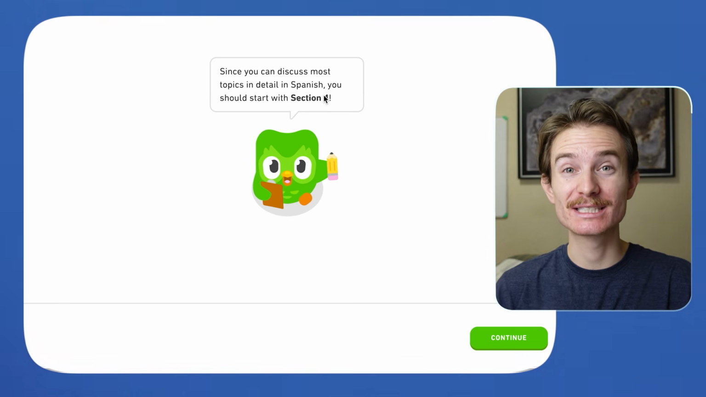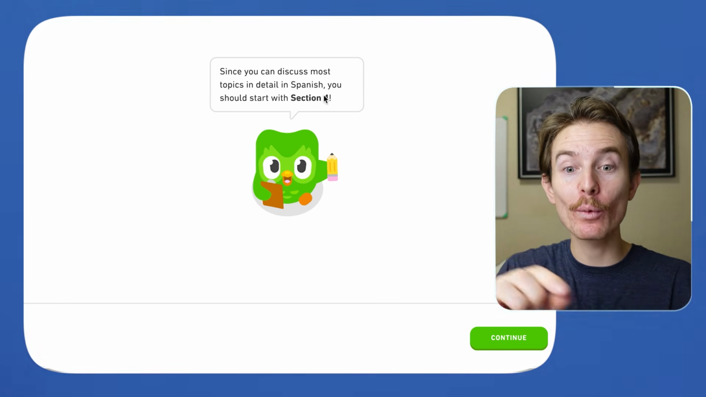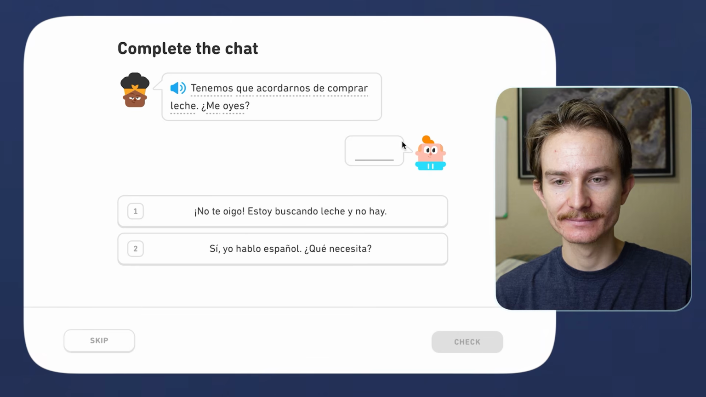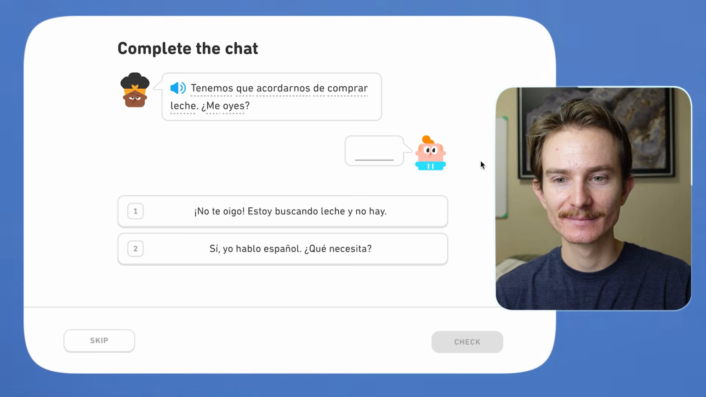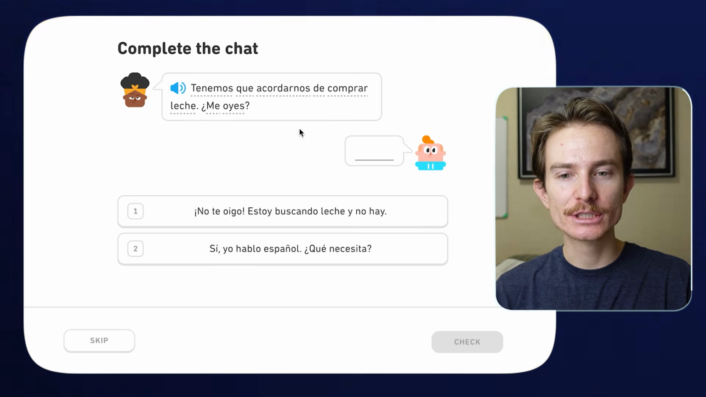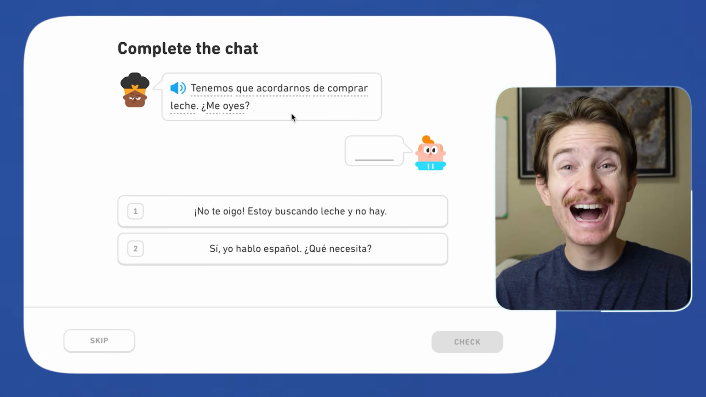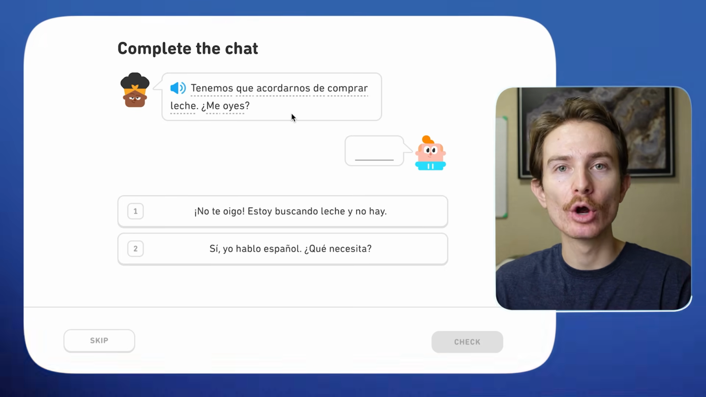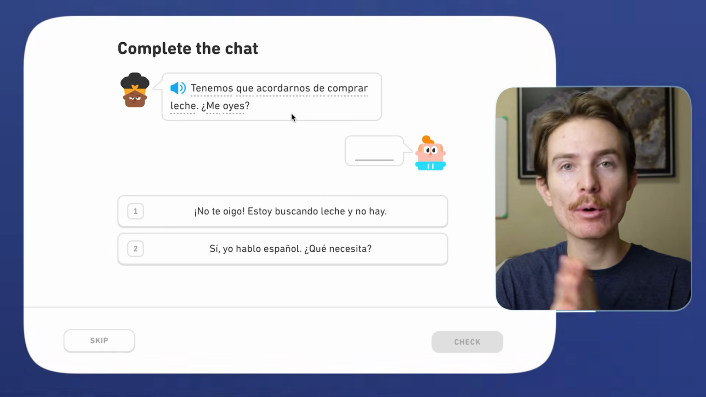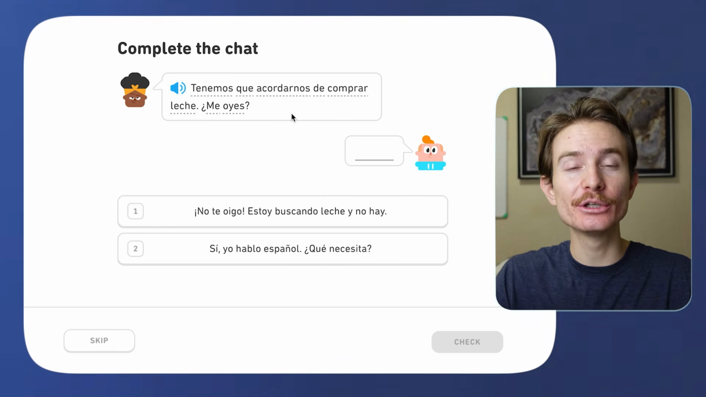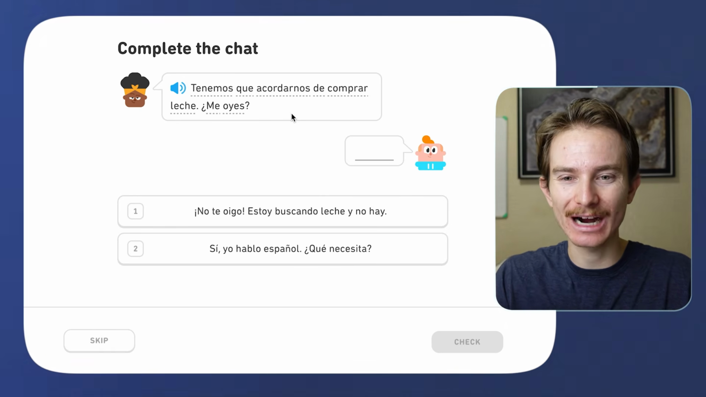All right, so we're going to start with section 4. At the end of this video, we're going to try the section 8 test. Tenemos que acordarnos de comprar leche. Okay, so in Spanish, we can use the verb acordar, meaning to remember. We also have the verb recordar, but we also have acordar. It's typically used as a reflexive. So here we're saying acordarnos, okay, so we have to remember.